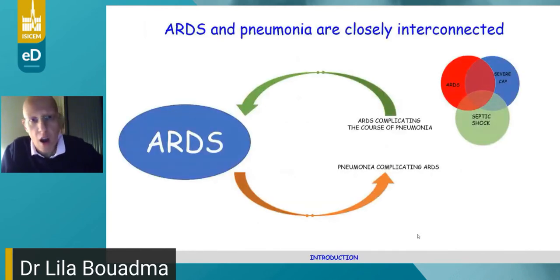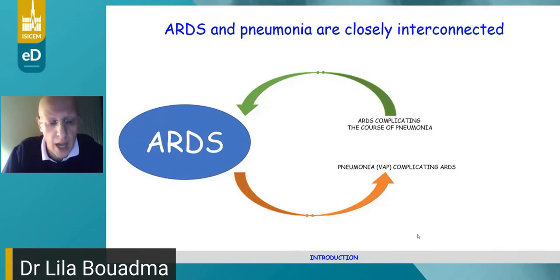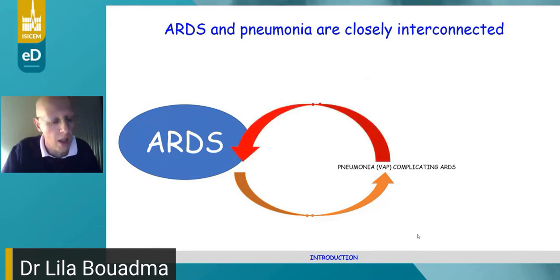Pneumonia and ARDS are closely interconnected. Pneumonia is the most frequent cause of ARDS. Whatever the initial lung injury, patients with ARDS are prone to develop secondary pulmonary infection, namely ventilator-associated pneumonia, VAP. And VAP could worsen ARDS.